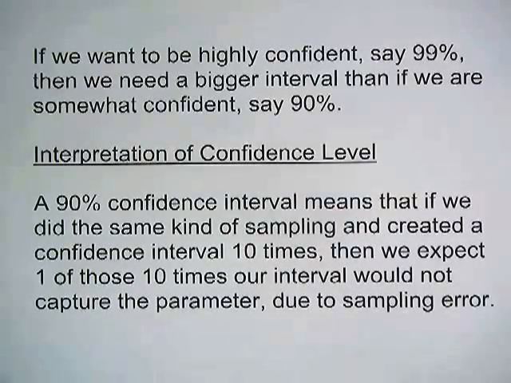To interpret that confidence level, a 90% confidence interval means that if we did the exact same sampling and creating of confidence intervals 10 times, then we would expect one of those 10 times our interval would not capture the parameter due to sampling error. So with 90%, if we repeated the process 100 times, 90% of them would produce an interval that captures the parameter, and 10 of them would not. Again, that's just due to that sampling error.